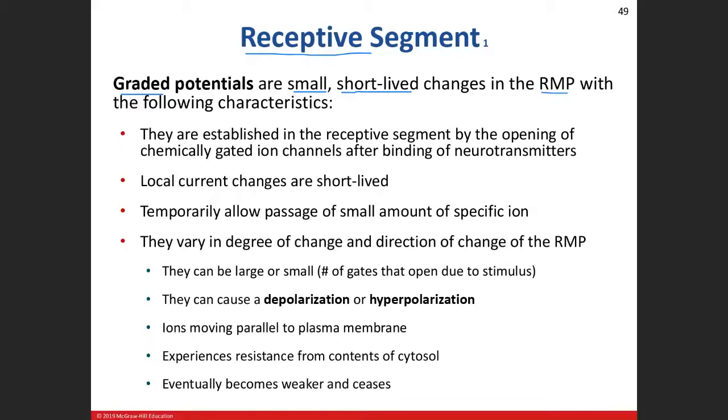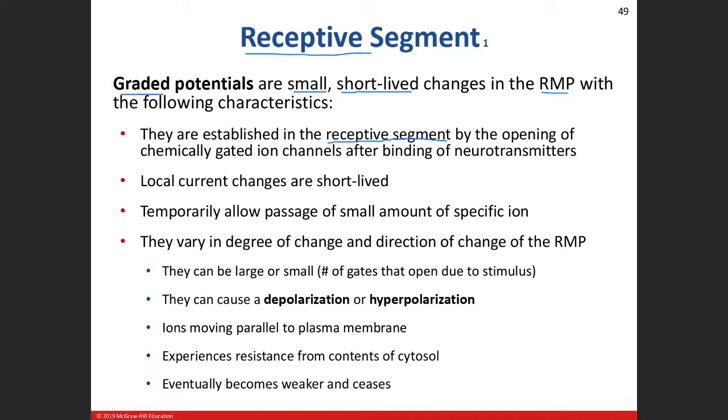Remember how I was telling you, you can go from a negative 70, which is the resting membrane potential, to a negative 68? That could be a graded potential that caused that. It's a short-lived, small change. These only occur in the receptive segment, which means they can only occur in the dendrites and the cell body, or the soma. Nowhere else are you going to find these graded potentials.